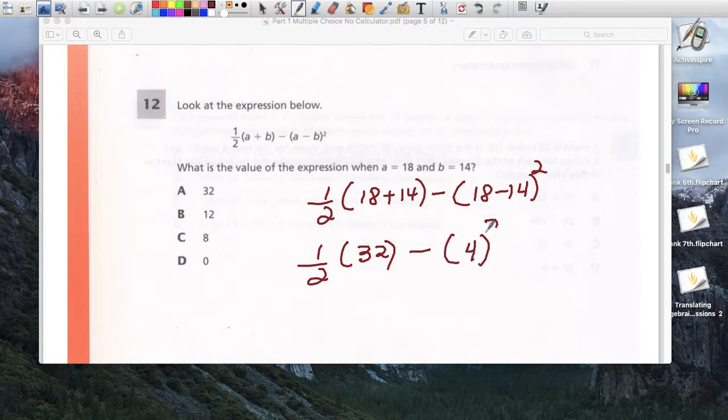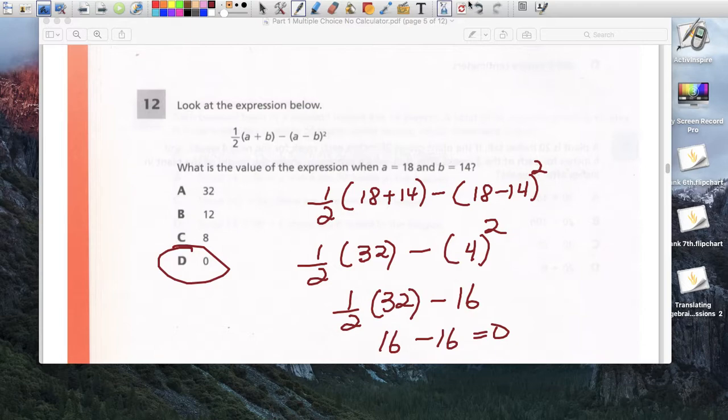We're going to take that to the second power. Let me take care of the exponents. So 1/2, again, just copy, times 32, minus, and 4 to the second power is 4 times 4, which is 16. Now I'm going to multiply these two, right? 1/2 of 32, you can use 0.5 if you so choose. 1/2 of 32 is 16. Now I can subtract with the other 16, and that's going to give me 0.